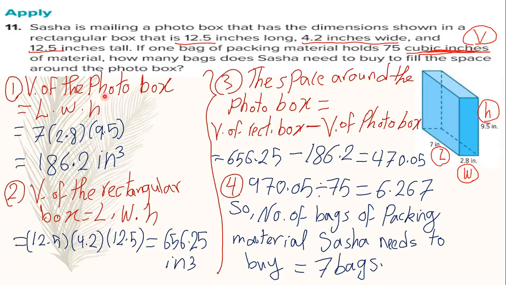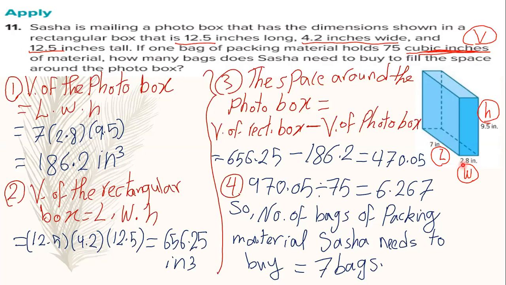Find the volume first. Step one, find the volume of the photo box. It's length times width times height: 7 times 2.8 times 9.5 equals 186.2 cubic inches. And what do we have else? It will be kept inside the rectangular box, which has length 12.5, width 4.2, and height 12.5. When you multiply the three dimensions, the product is 656.25 cubic inches.